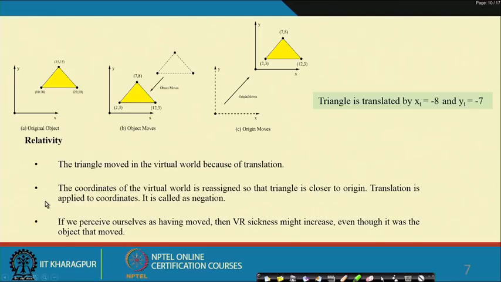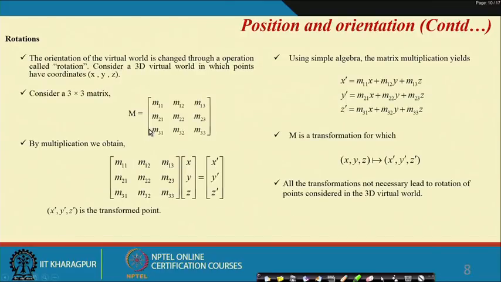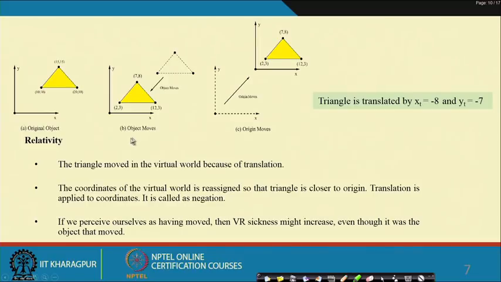Similarly, in the other fashion, keeping the object constant, keeping the object static, we can translate the origin to be nearer to the particular triangle, that means the 3D model. In this property, if you are putting an object at the origin, then the user will look at the object in the same fashion in both cases. That means in the previous case the object is moved, and in the second case the origin is moved.